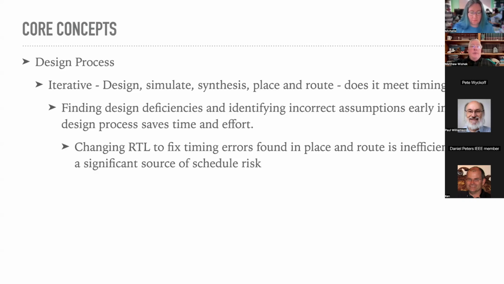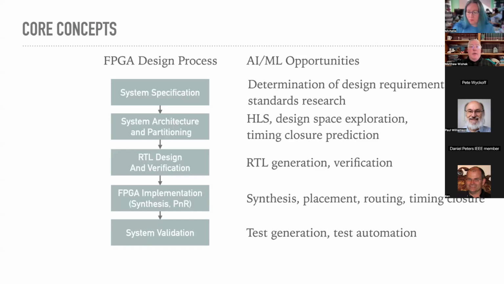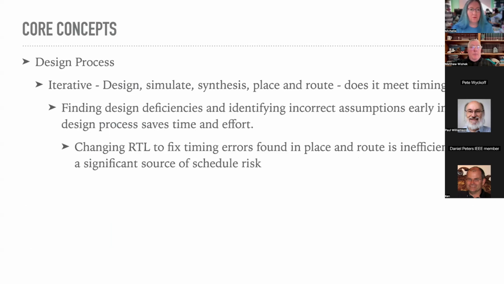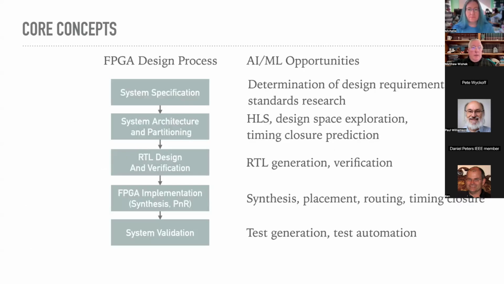So this is one of the key areas. If we can improve that, reduce the iterations. So basically, finding design deficiencies and identifying incorrect assumptions early in the design process. So I mentioned changing RTL to fix timing errors. That's a big iteration. The earlier you can find these issues, the better. So we can go to the next slide.